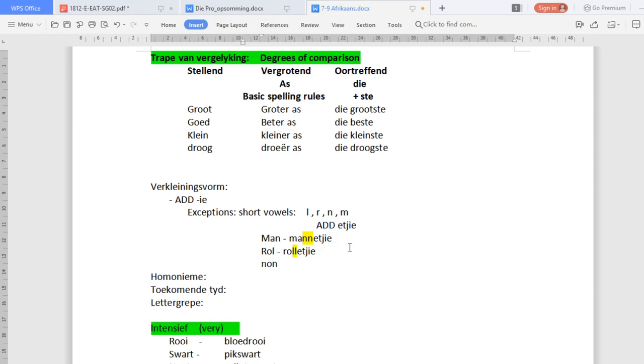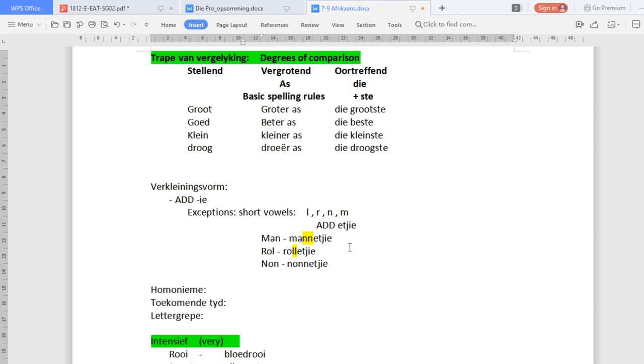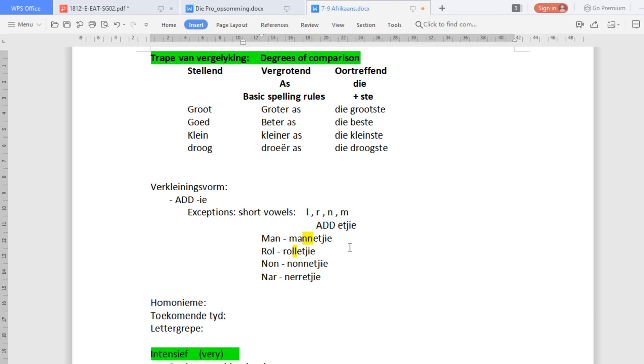Let's say non. Nonnetjie. And nar. Narretjie. Okay. So that's with R, L, M, and N. We add ETJIE with a short vowel. So now let's see what happens if it's a long vowel.